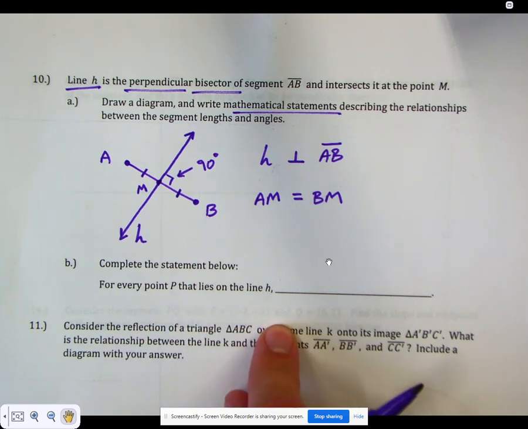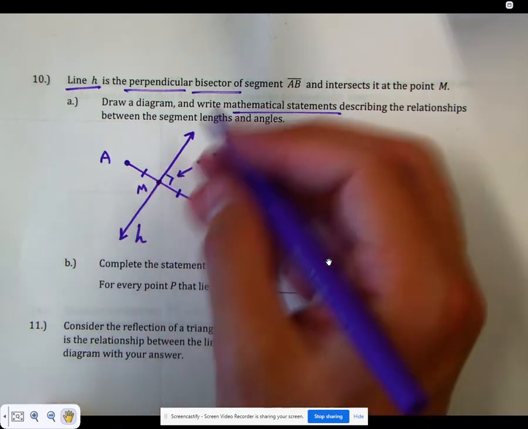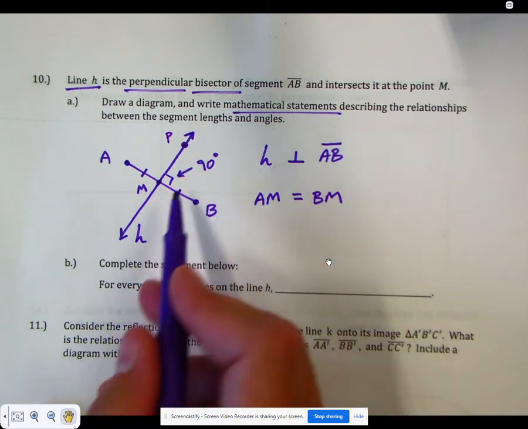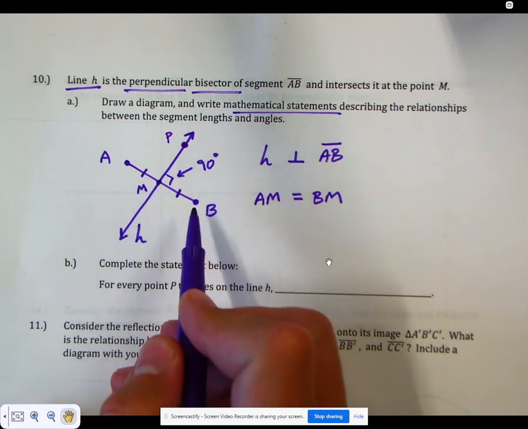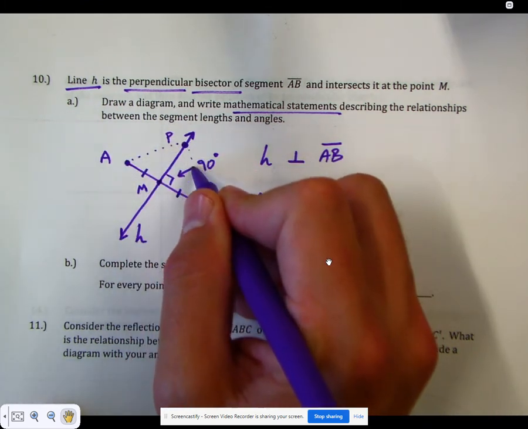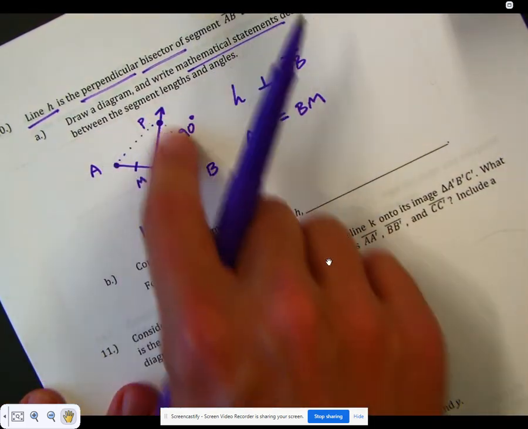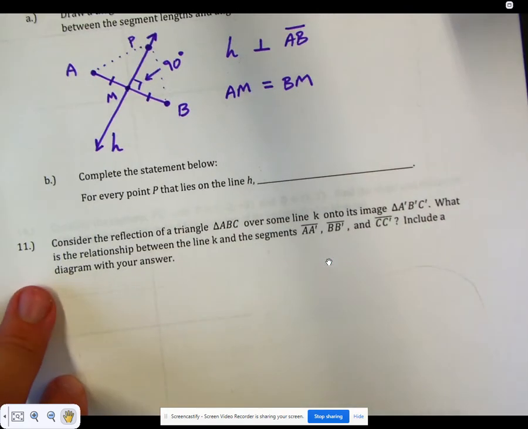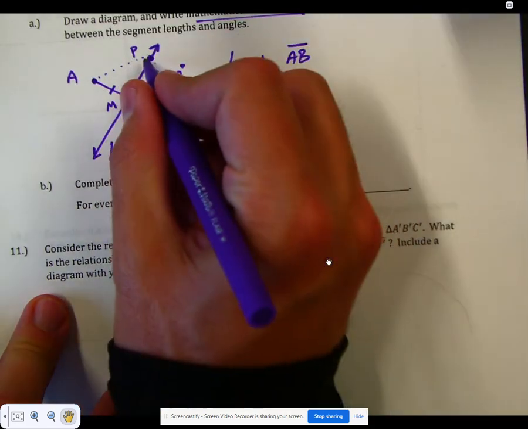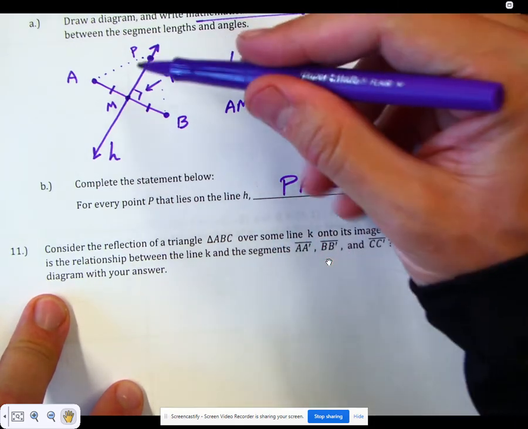Next, complete the statement below. For every point P that lies on the line H, so imagine there's some point P out here, wherever you want to put it. Okay, here's a point P. What's true? Well, it might not be obvious from looking at the diagram, but it turns out that P is actually the same distance from A and B. There's a nice symmetry there. Maybe if I turn the paper, you can see there's a very nice symmetry that exists there. So I can say that for every point P that lies on the line H, the distance from P to A is equal to the distance from P to B.